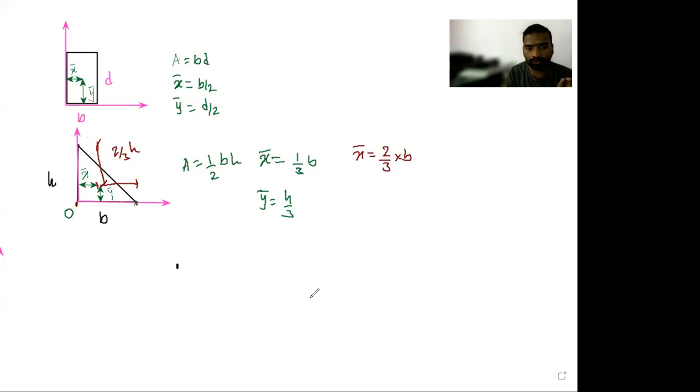For the rectangle, there is only one x bar and y bar: B by 2 and D by 2. But for the triangle, from the base it is 1/3 of B and 1/3 of H. From the apex, it is 2/3 of H and 2/3 of B. Is it clear, everyone?